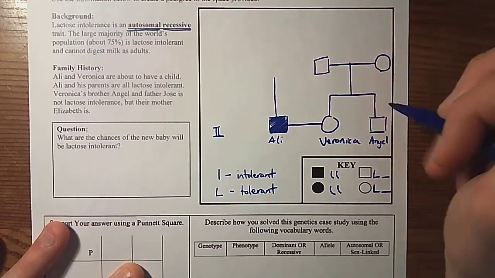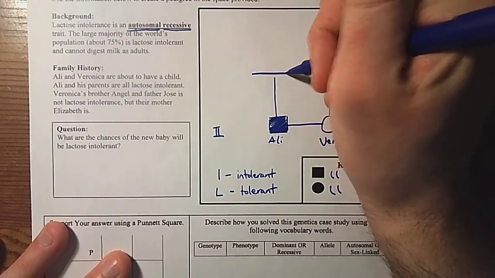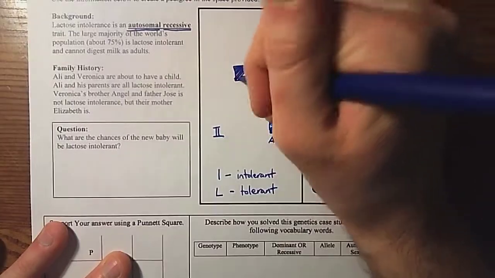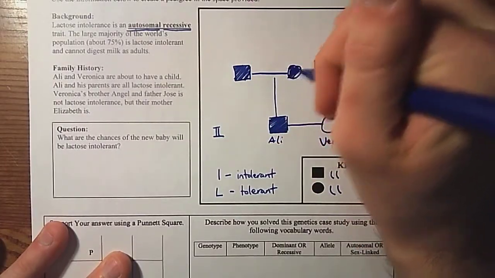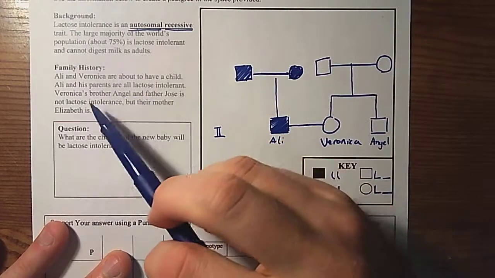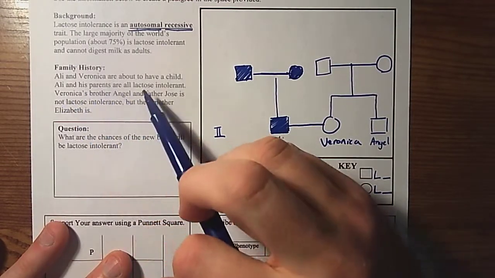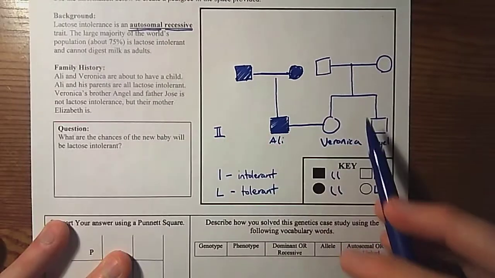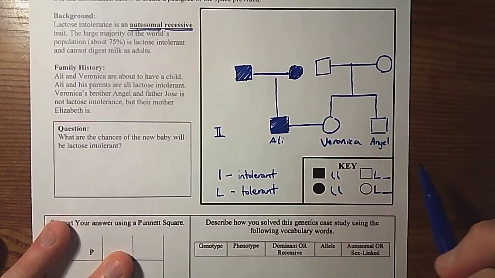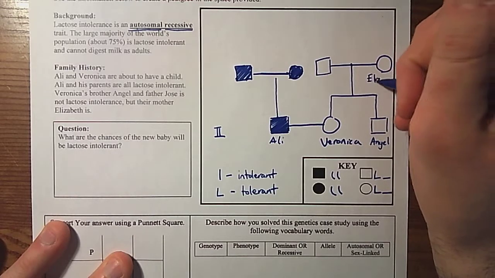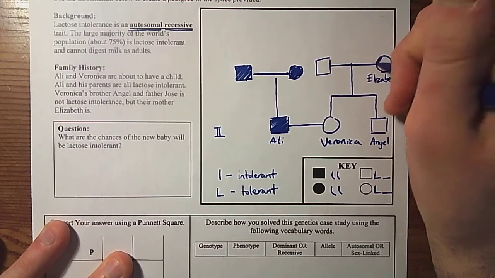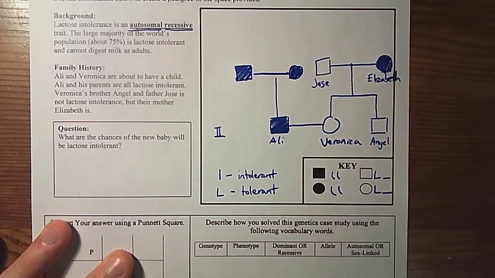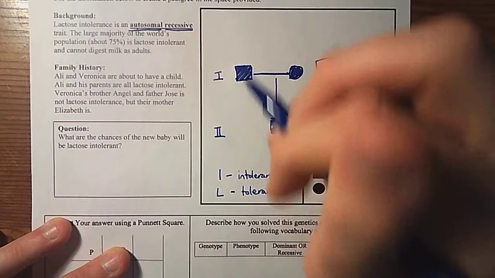So this would be the father, this would be the mother. And it said that Ali's parents both have lactose intolerance, so I'm going to shade all those people in. Ali and his parents are all lactose intolerant. Veronica's brother Angel and father Jose are not lactose intolerant, so I'm not going to shade them in. But their mother Elizabeth is, so let's shade her in. And Jose is not. Their father. And this would be generation 1 up here.